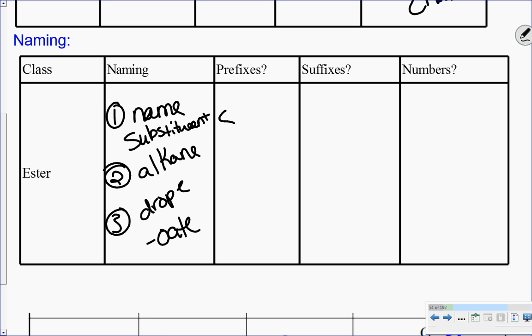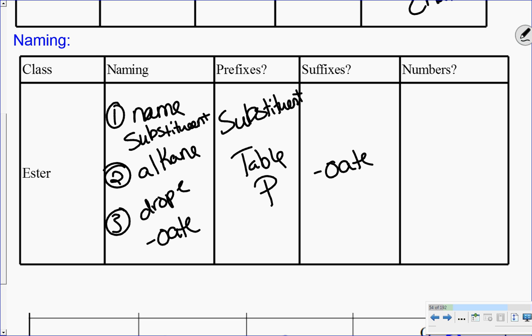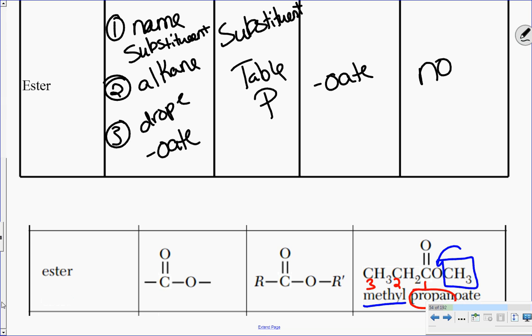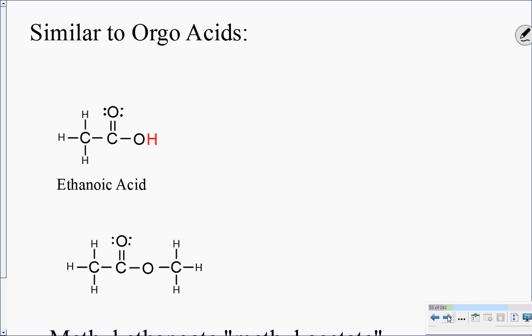Our prefix is going to be our substituent. And we also really have another prefix from table P in the second part of that name. Our suffix is going to be oate. And no, we do not need any numbers since we named these two portions of the carbon chain separately, kind of like when we talk about the ethers. We don't need to give a number to position that functional group.